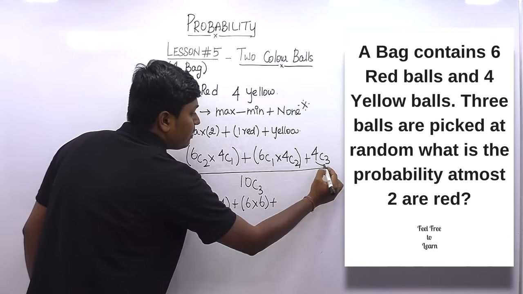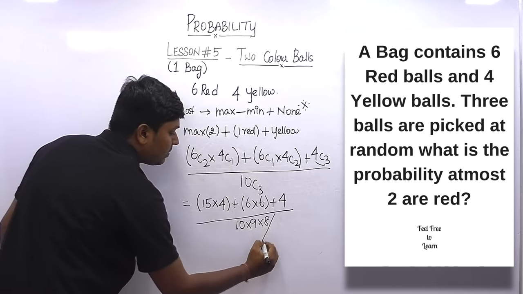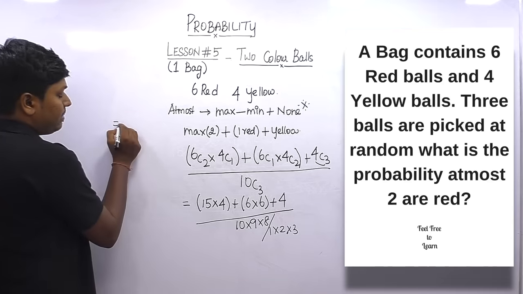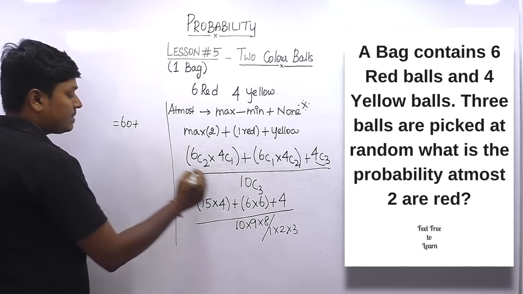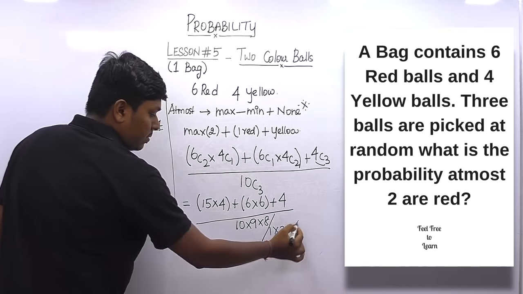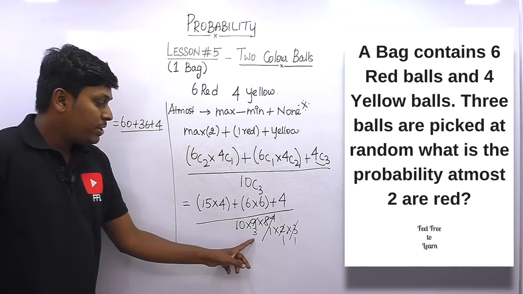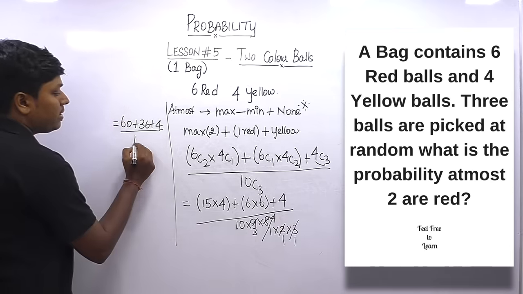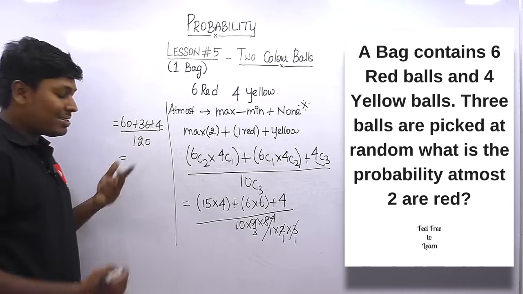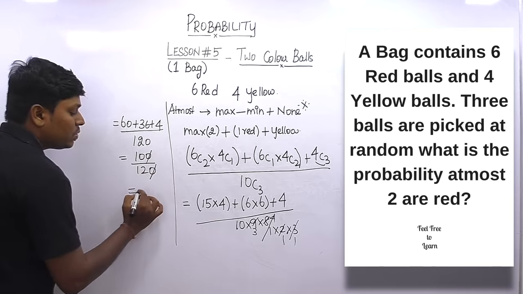Next, 4C3 can be written as 4C1, which is 4, divided by 10C3. So 10 into 9 into 8 divided by 1 into 2 into 3. 15 into 4 will be 60. Plus 6 into 6 will be 36. Plus 4, divided by, so we can cancel this. 1 3s are 3, 3 3s are 9. 1 2s are 2, 4 2s are 8. So 4 into 3 will be 12, 12 into 10 will be 120. So the denominator is 120. Looking at the numerator, 36 plus 4 will be 40, 40 plus 60 will be 100. So 100 divided by 120, we can cancel 0, 0. Again, we can cancel on the two table, that is 5 by 6.